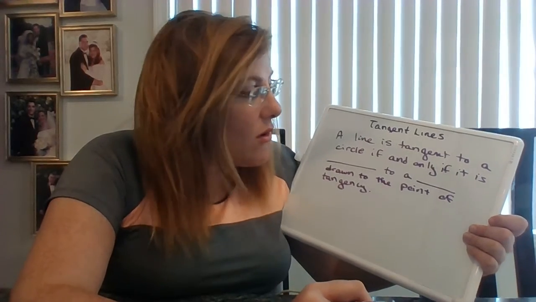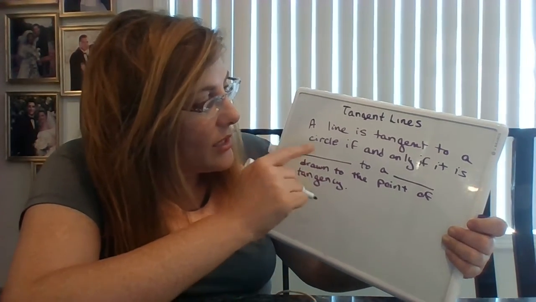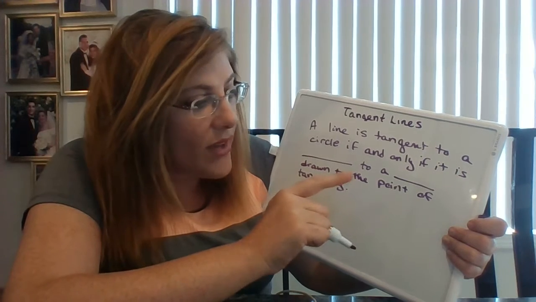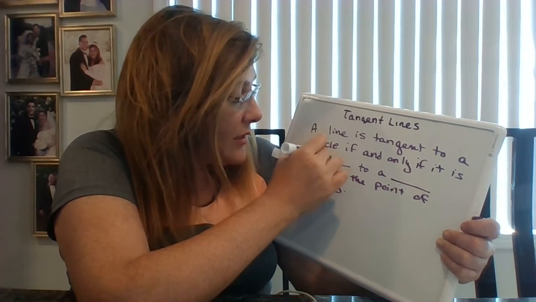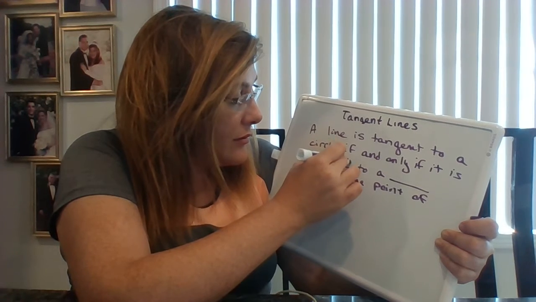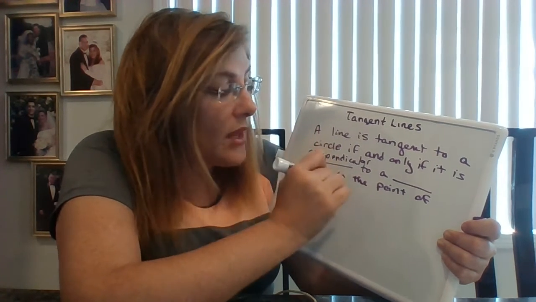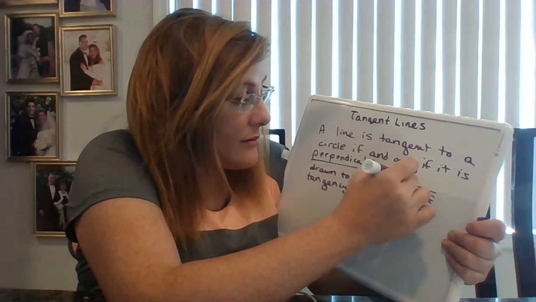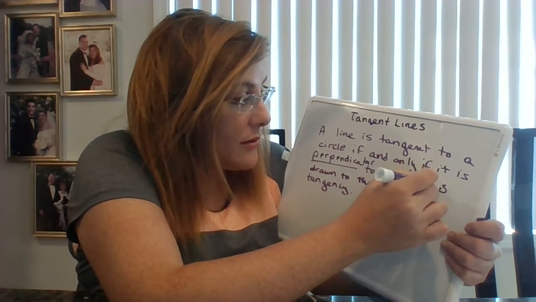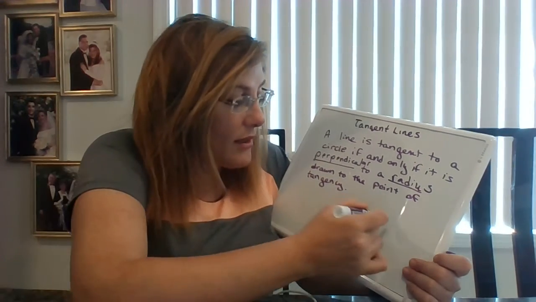Okay, so the next portion of the lesson says a line is tangent to a circle if and only if it is perpendicular to a radius drawn to the point of tangency. Well, let's see how that looks.